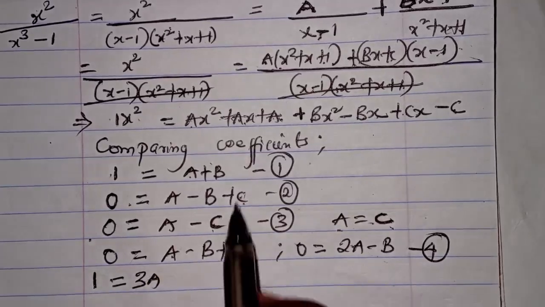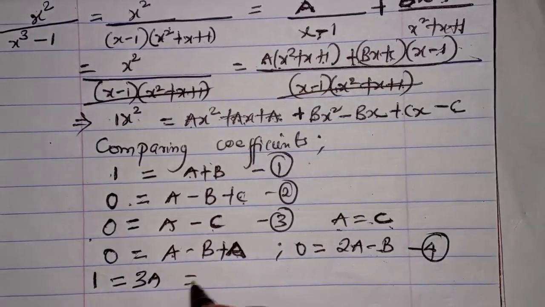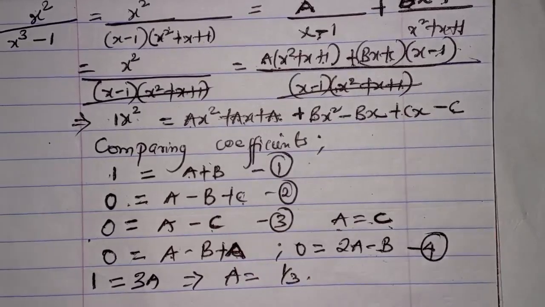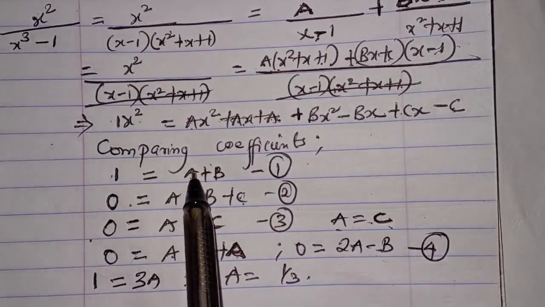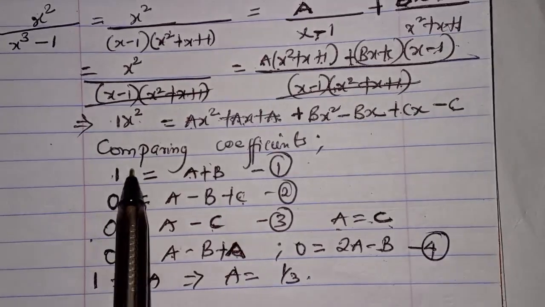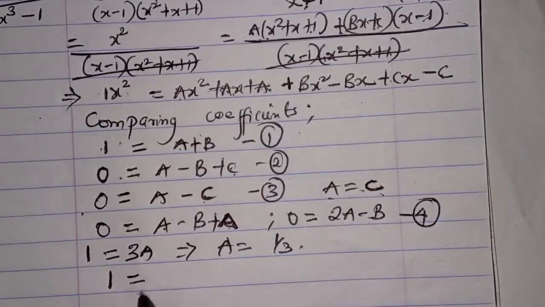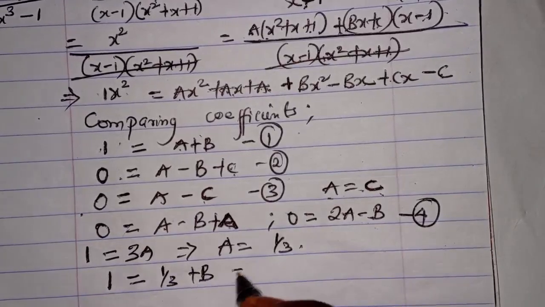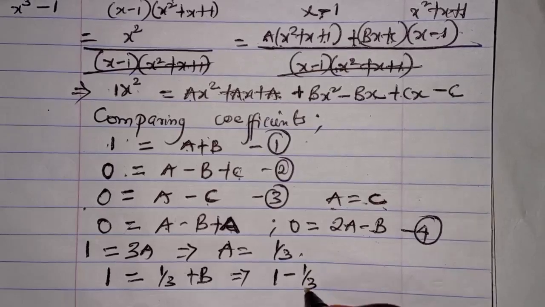C plus b plus minus b, that's 0. This implies that a is equal to 1 over 3. And if a is equal to 1 over 3, to get b, if I put 1 over 3 here for a, I will say 1 is equal to, a is now 1 over 3, 1 over 3 plus b.